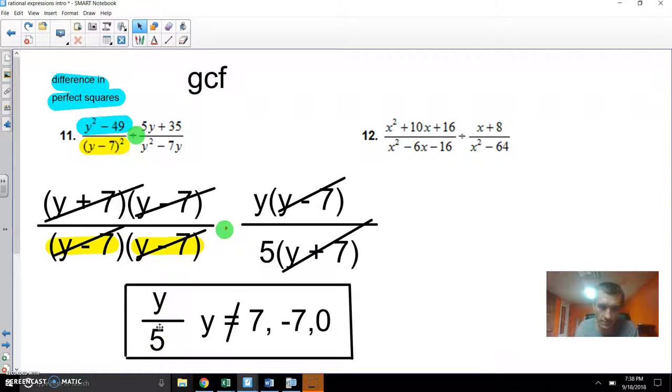Now anytime you had something that would force you to divide by 0, we have to restrict that in the domain. So right here, 7 would have made this 0, as well as this one. Now, we talked about this a little bit in class. Negative 7 would also have made this top one 0, and that would be a problem since you'd be dividing this whole fraction equal to 0. 0 is also restricted because both of these have y in it. If y was 0, then you'd be dividing by 0.